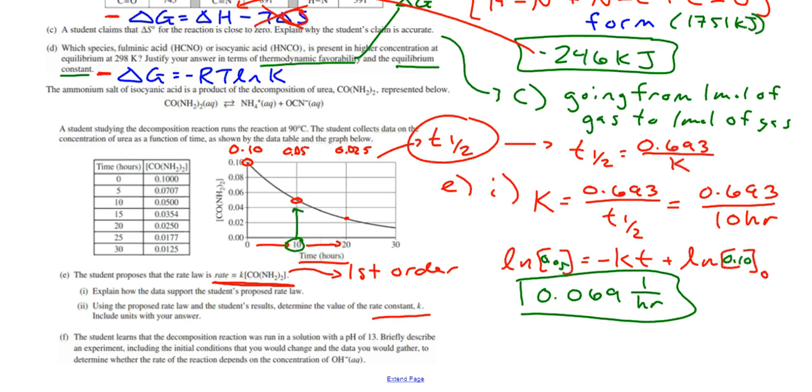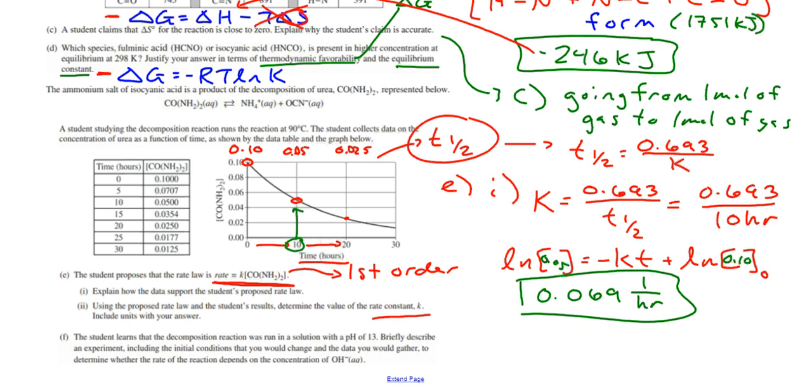So the student learns that the decomposition reaction was run in a solution with a pH of 13. Briefly describe an experiment including the initial conditions that you would change and the data you would gather to determine whether the rate of the reaction depends on the concentration of OH minus. So basically, they're making this sound really complicated, but they're saying if you reacted this in OH minus, how could you see whether or not the rate of the reaction depends on that? Would it change the rate of the reaction?